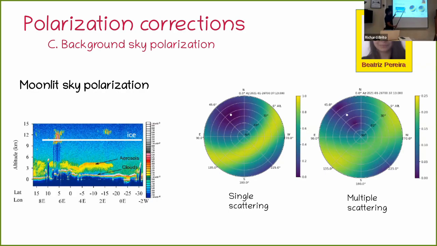So here's the moon. Basically, you're sitting on Paranal. This is what you see in the sky. And this is the moon position. And you can see that the highest polarization, as you know, is at 90 degrees because of scattering, right, in the atmosphere.